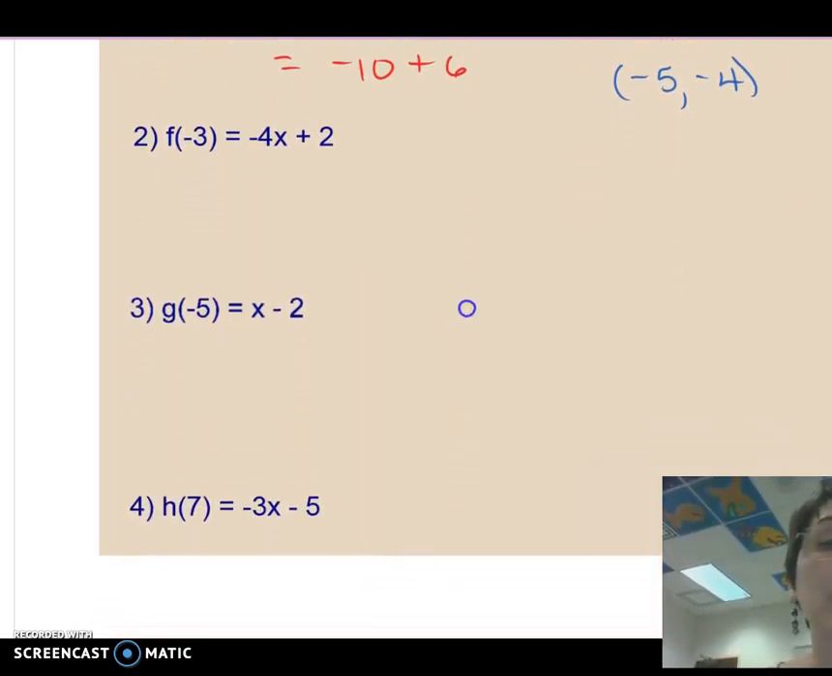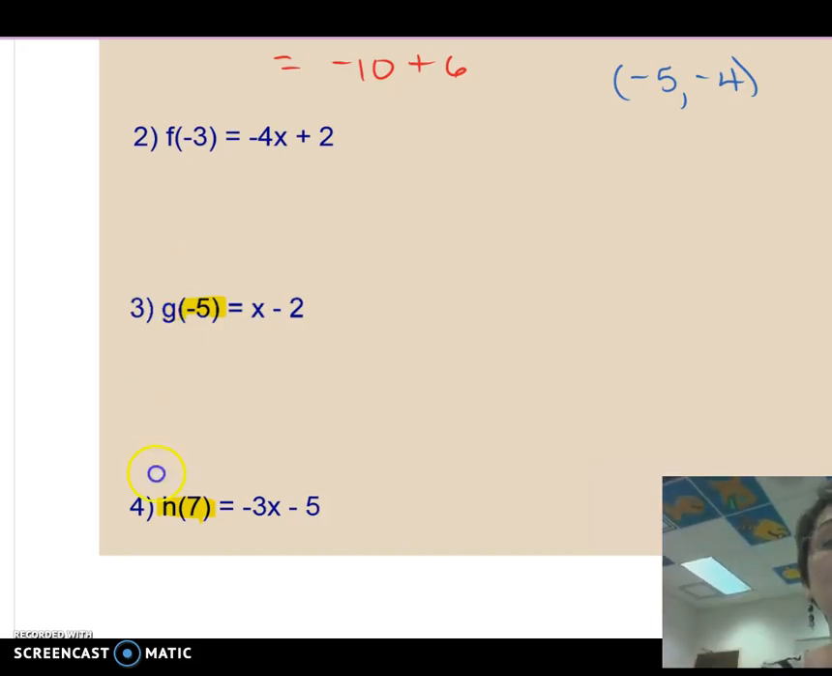Now notice as you look at numbers 2, 3, and 4 that you have an F, a G, and an H. Sometimes your function notation will use other letters besides F. For example, in number 3, you see G, and that would be read as G of -5 equals x minus 2. In number 4, you have H.